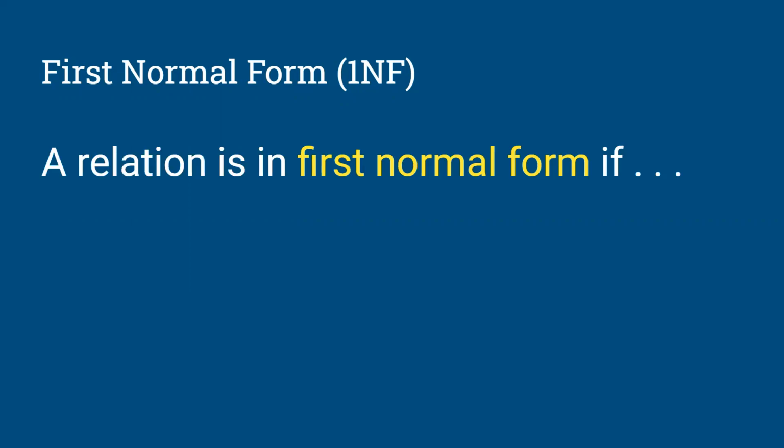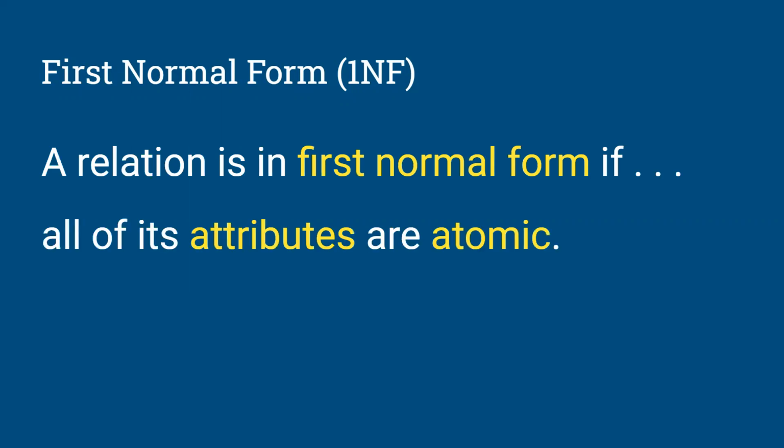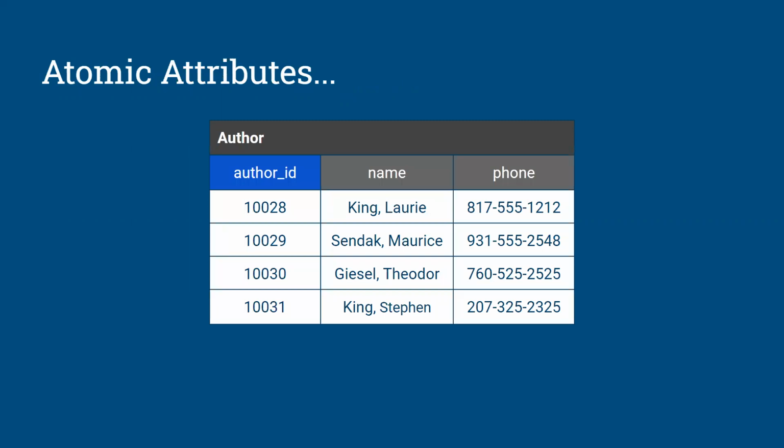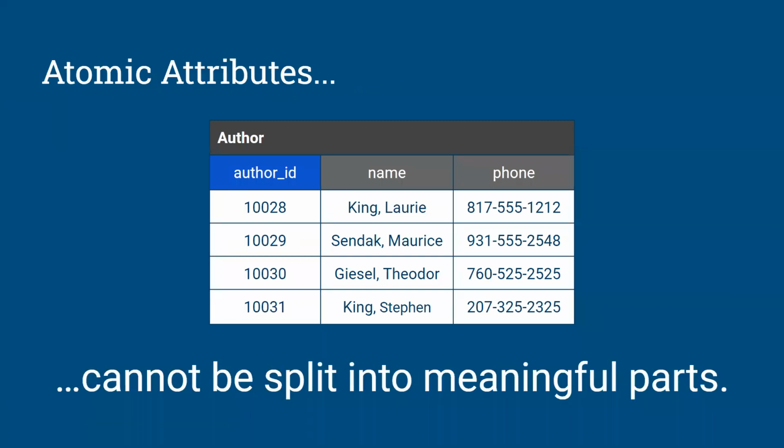So a relation is in first normal form if all of its attributes are atomic. So what does this mean? It's like nuclear energy or something? No. Atomic just means it can't be split up anymore. And when I say they can't be split, of course, a name could always be split into its individual characters. But the question is, is the way that you split it still meaningful in your business domain?